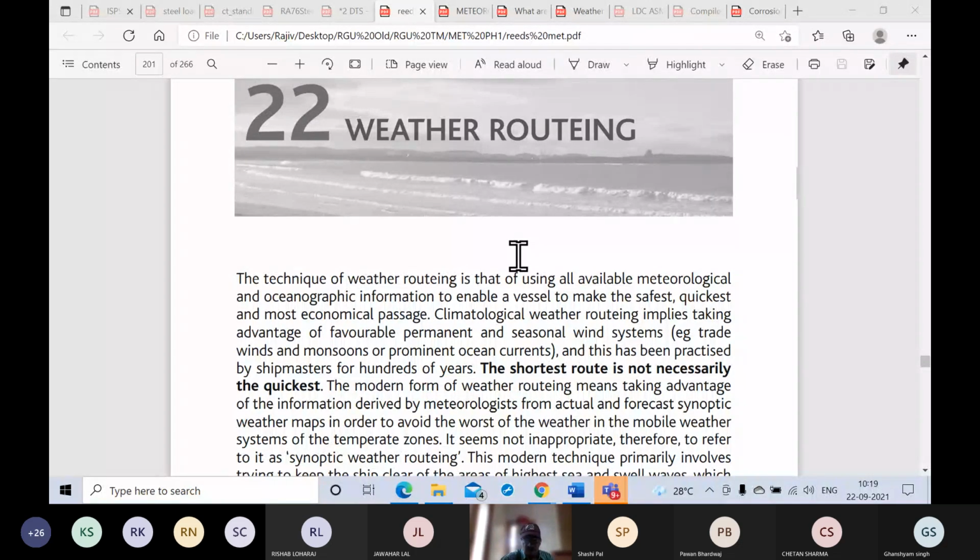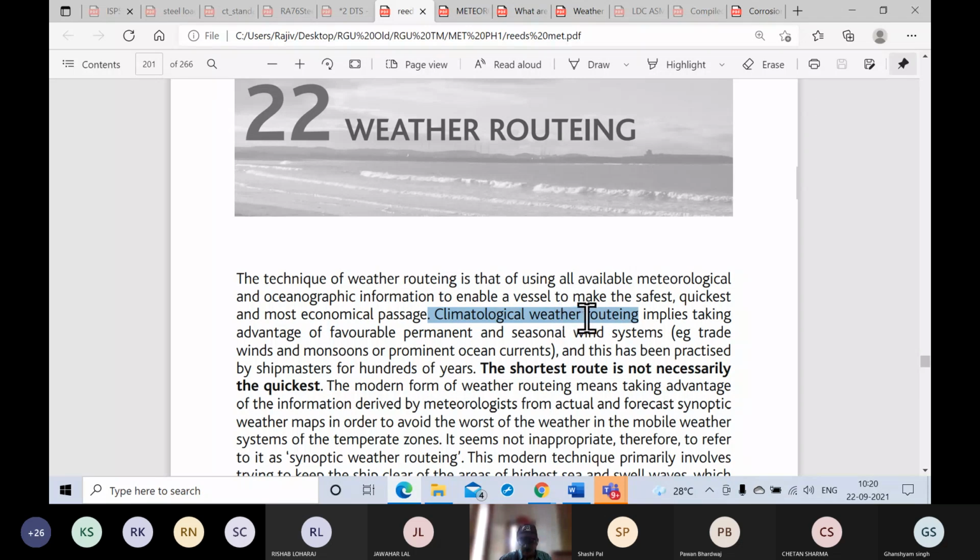The topic for our session today, a 1 hour session, is weather routing. We'll see how much we can cover. Otherwise, we'll spill over to the next session. But we start weather routing. Now, this one consists of two types. One is called climatological weather routing.